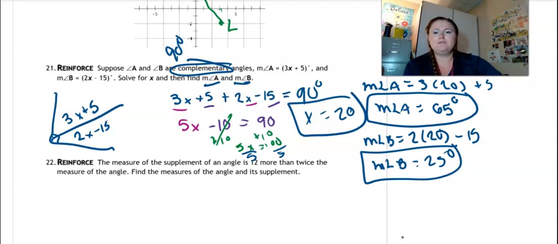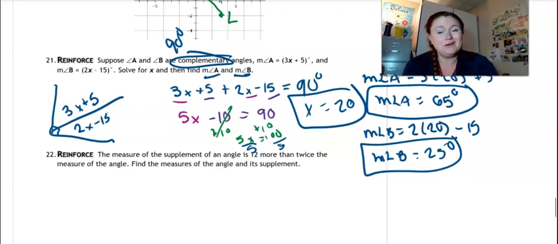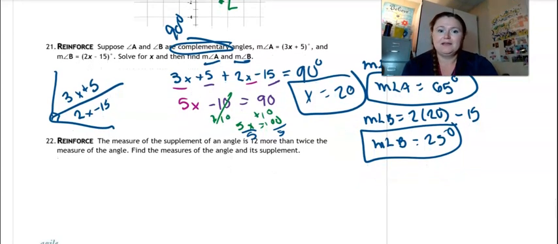But I'm going to go ahead and go over 22 as well for people who are interested in how to do that problem. If you want to try it on your own first, you can. So this says the measure of the supplement of an angle, so this time we do have a straight line, and its supplement, is 12 more than twice the measure of the angle.